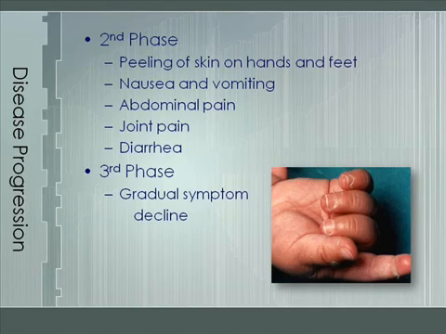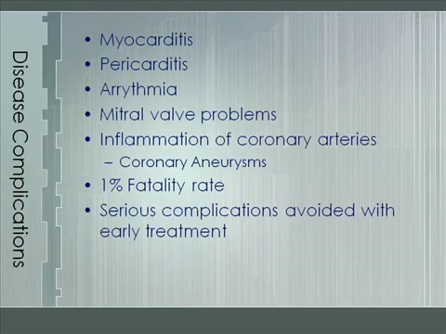In the second phase, the rash on the hands and feet becomes edematous, hardens, and begins to peel off in large sheets. The patient also experiences nausea and vomiting, abdominal pain, joint pain, and diarrhea. The third phase is a gradual decline in all symptoms until the disease resolves itself.